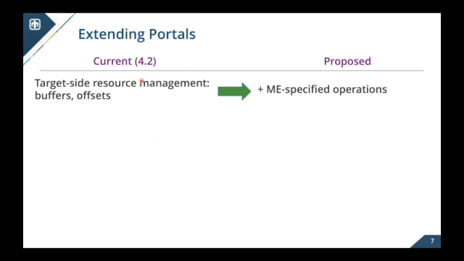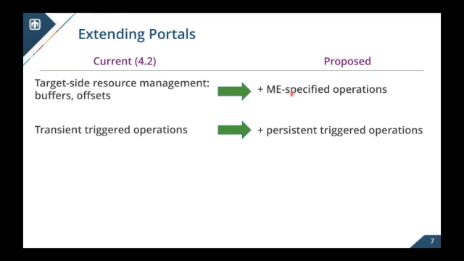So currently in 4.2, there's some amount of target side resource management that's available. Obviously, the matching elements can specify buffers, but they can also specify offsets into those buffers. And when local memory management is enabled in this way, it overrides the offsets that might be specified in an incoming put, for example. And so the first proposal then is to extend this target side resource management to include allowing the target to specify atomic operations or a subset or a superset of atomic operations. And these would be specified in the matching element. So that's the first proposal.